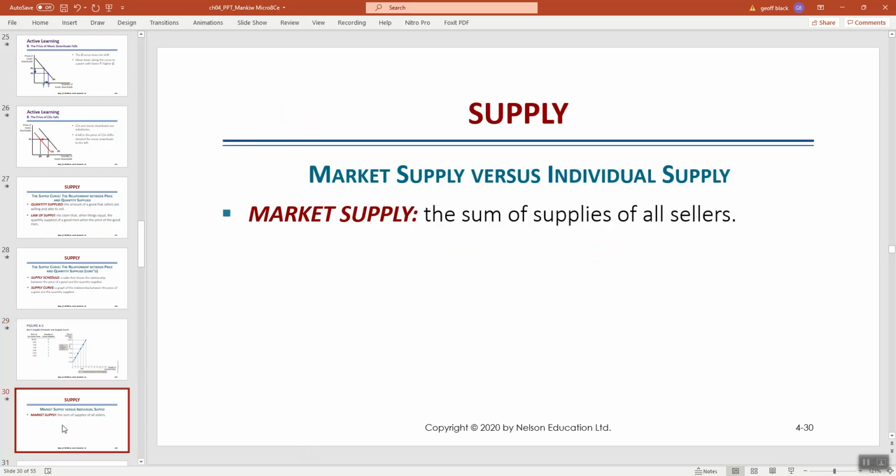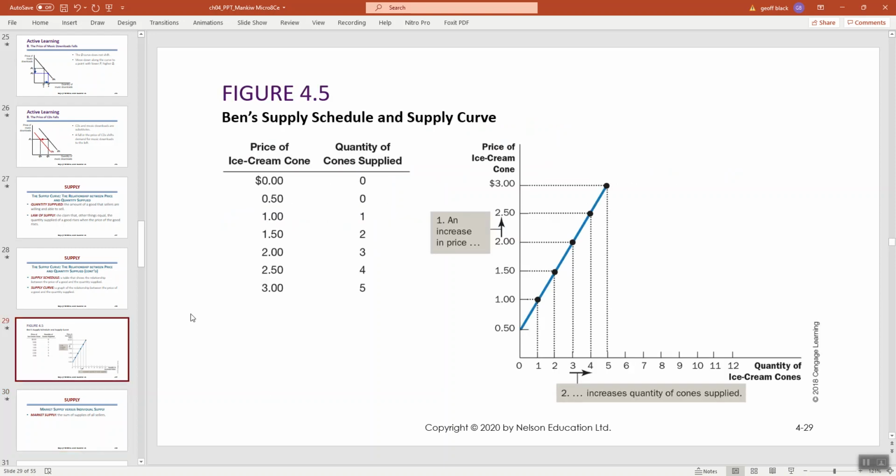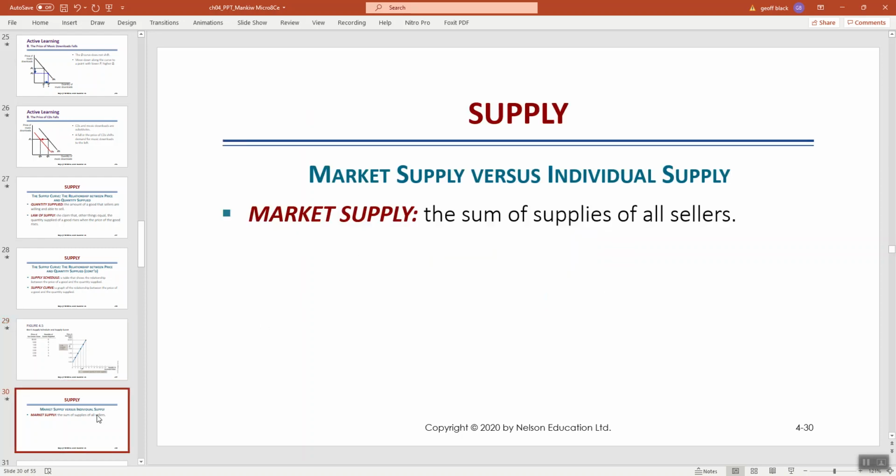Now, there's a market supply, right? So this was just looking at Ben's supply and what Ben would be willing to supply in terms of ice cream to the market using that supply schedule. So that's what he's willing to supply at these prices, this quantity. But of course, we said that in order for the market to be considered competitive, you can't just have one supplier. It can't just be Ben. In order for this to be a market, we need a number of sellers.